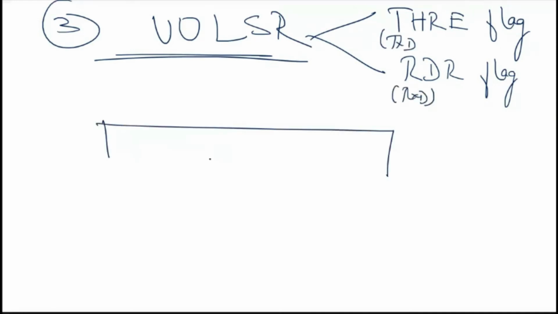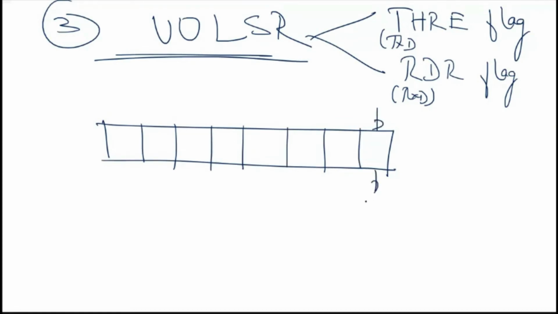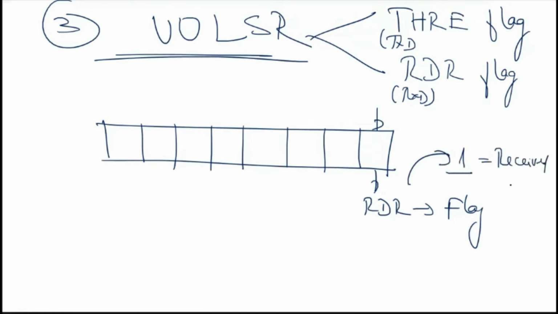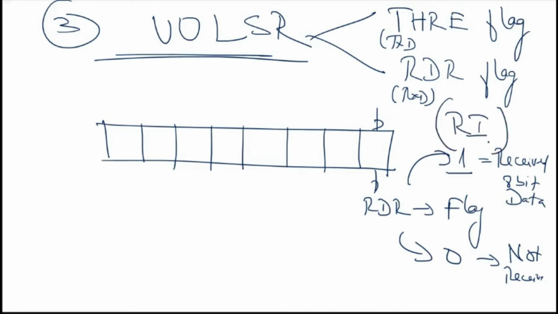So this is again a 32-bit SFR, but the bits that are of interest for us are available in the very lower part. Okay, so the 0th flag is your receive data ready flag. If this is a 1, that means the microcontroller has successfully received the 8-bit data. If this is 0, that means it has not received. This is equivalent to your RI flag of 8051. So this is my 0th bit.